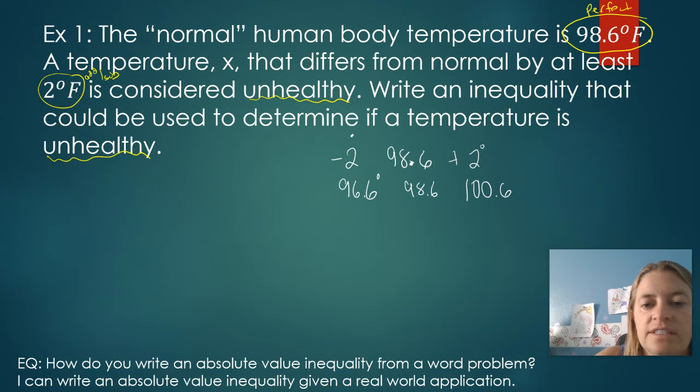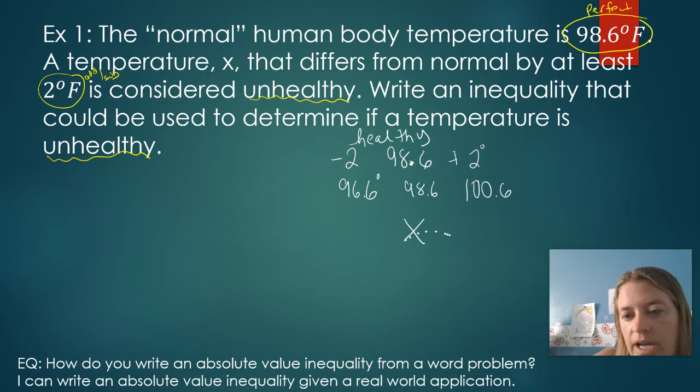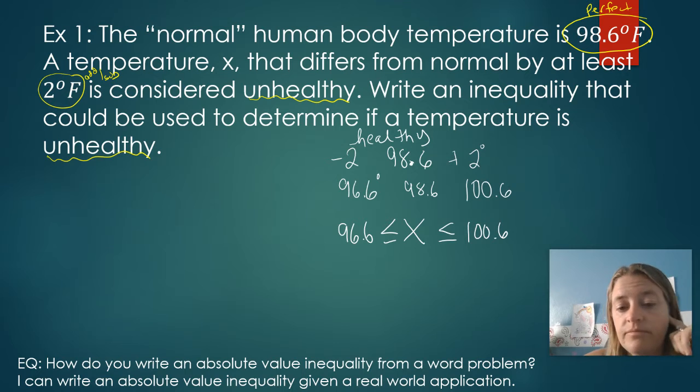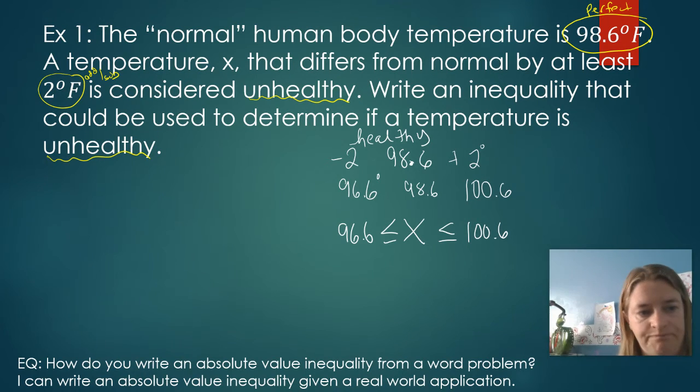So let me write that there. This is healthy. And so we know our number x can be between here. So this is an and problem. If we have a temperature of 97.5, that's healthy. If we have a temperature of 99.2, that is considered healthy. So we want to come up with an inequality that would be unhealthy.